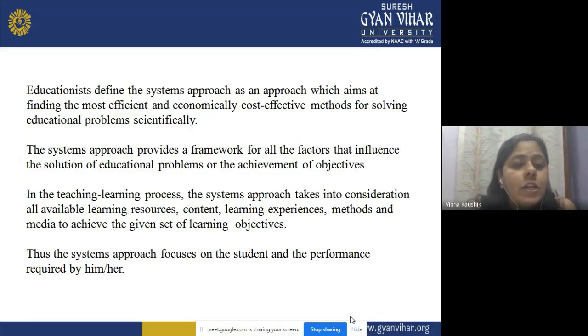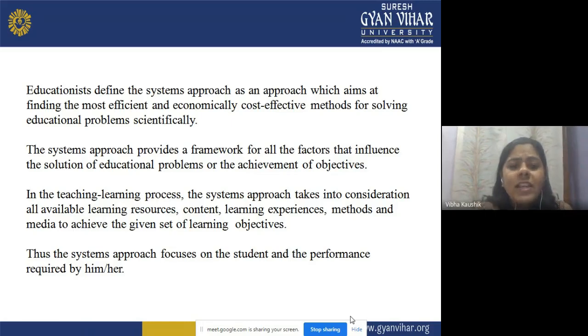Now, education is defined as the system approach, an approach which aims at finding the most efficient, the best method to teach the students and economically cost effective methods. Now, what do you mean by economically cost effective methods? Those methods which do not need much money for solving educational problems. Why are they using these types of methods? So that the problems of education can be solved.